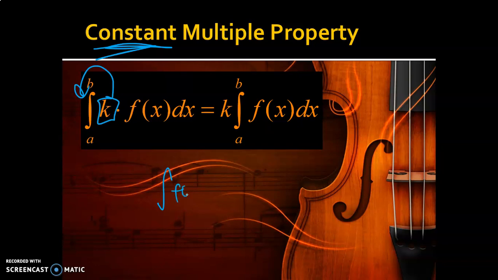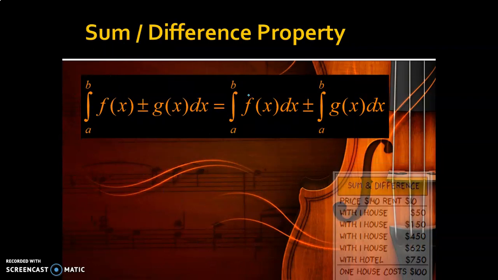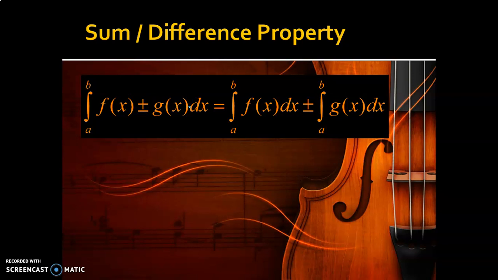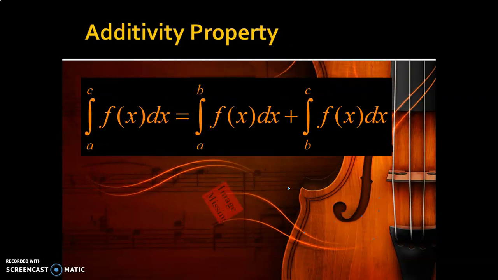If you have the integral of f of x plus 3 dx, you cannot just pull the 3 out. It's not additive. It has to be a multiple. So this you cannot do. But if you had 3f of x dx, that's the same as 3 times the integral of f of x dx. You're allowed to add or subtract integrals just like you can add or subtract derivatives. But there is no product rule and there is no quotient rule for integrals. So if you have a product or a quotient, you have to mess around with it and make it look like one of the formulas that's on your cheat sheet.